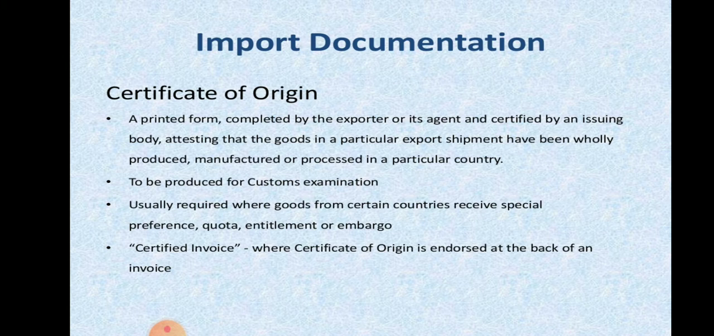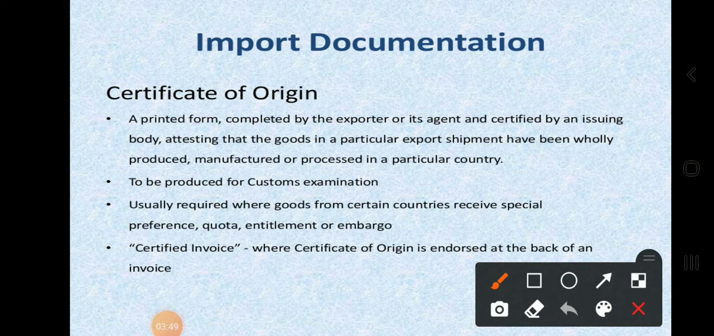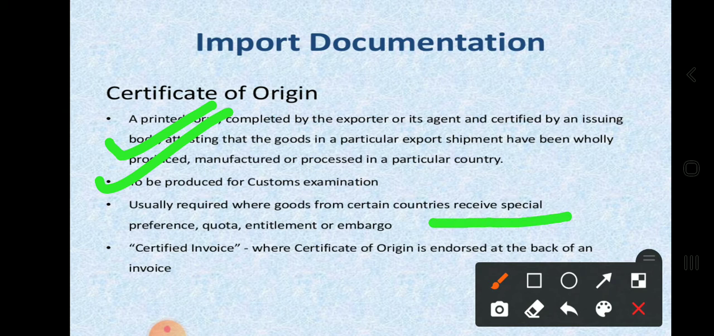Next we have the certificate of origin. It is a printed form completed by the exporter or its agent and certified by an issuing body, attesting that the goods in a particular export shipment have been wholly produced, manufactured or processed in a particular country, to be produced for customs examination. It is usually required where goods are from certain countries which receive special preference, quota, entitlement or embargo. Certified invoice is where the certificate of origin is endorsed at the back of an invoice.